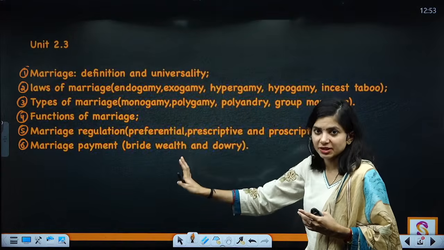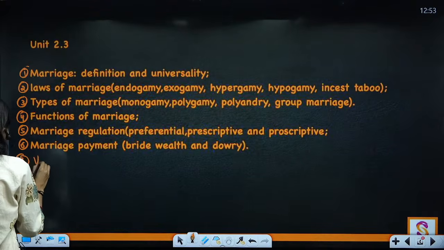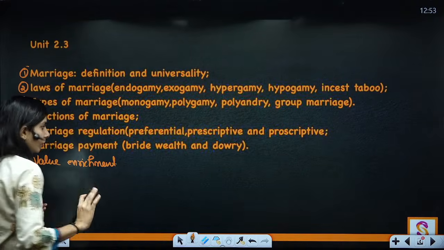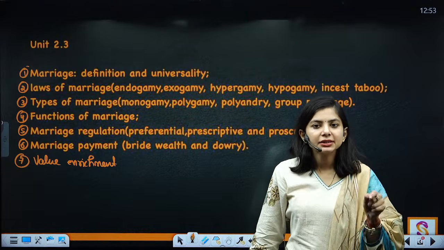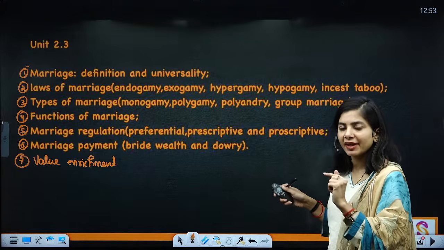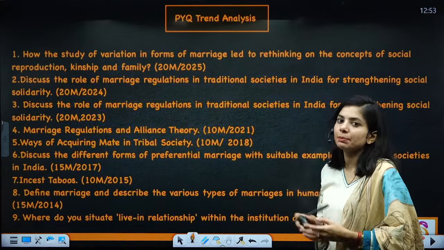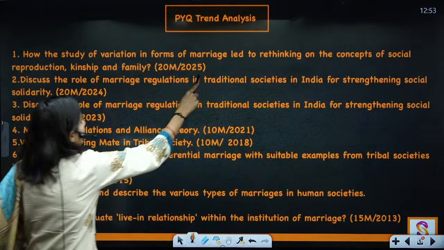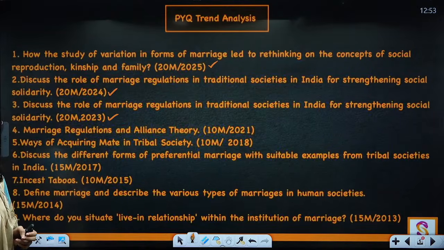We have divided it into 6 parts. This is what we need to do. Other than these 6 parts, the 7th part is going to be value enrichment. Now, where to put more emphasis, where to put more focus, the answer to that question is provided by the PYQs. So now let's analyze the PYQs. These are the PYQs that have been asked from this Unit 2.3. You can see in 2025 they asked, in 2024, in 2023. In 2022 there was no question from marriage, but there was a question from family.